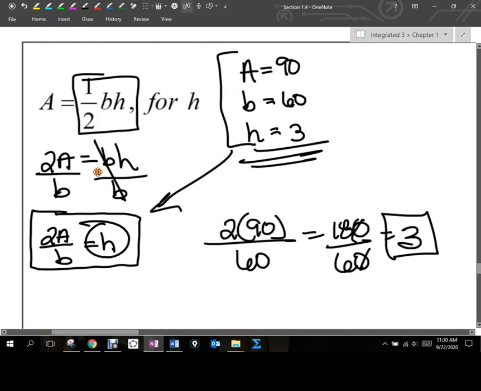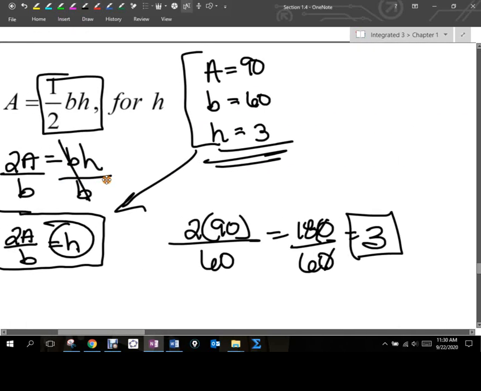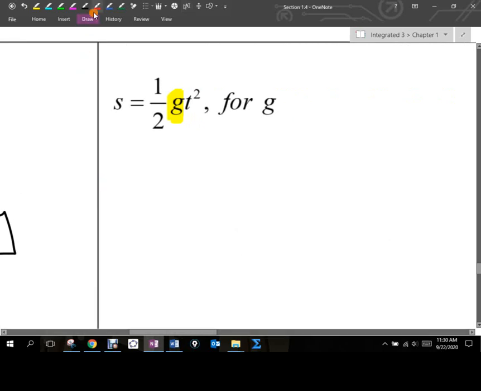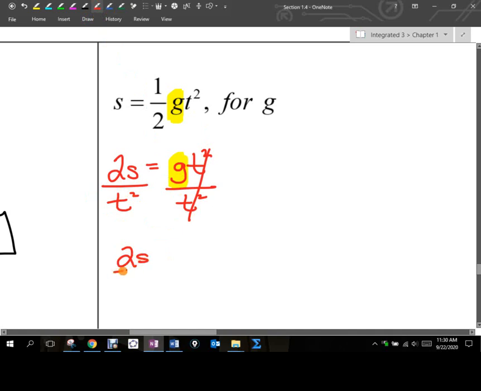Is this similar to the last one where we multiply both sides by 2 first to get rid of the fraction? I think whenever you have fractions, it's important to get rid of them right away. So we'll multiply by 2, so it turns into 2 S's is equal to G T squared. Okay, how do I get my G by itself? Good, so divide by T squared, those will cancel. Divide by T squared, so I get 2S over T squared is equal to G.